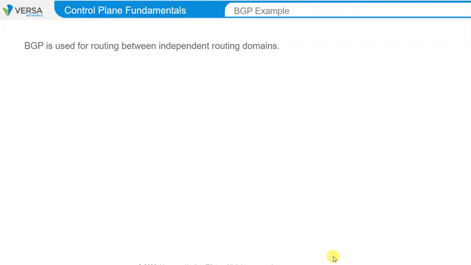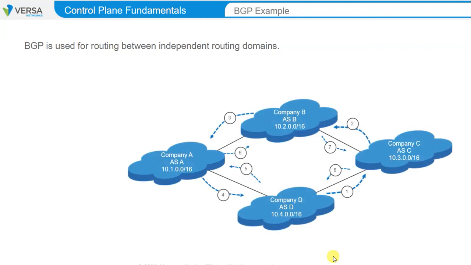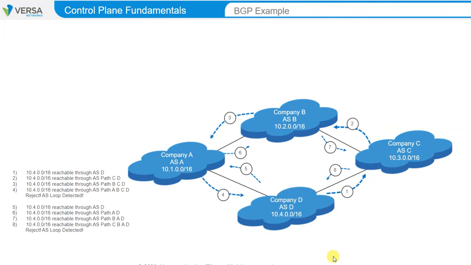BGP is used for routing between independent routing domains. The Internet is the most common example of the use of BGP. The Internet consists of thousands of organizations throughout the world. Each organization routes and forwards traffic within their network domain according to their own policies and rules. However, they must coordinate with other organizations in order to route and forward traffic to destinations outside of their organization.